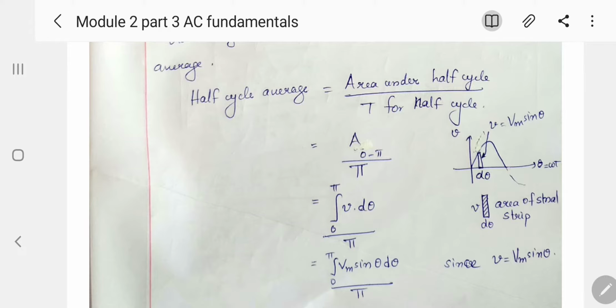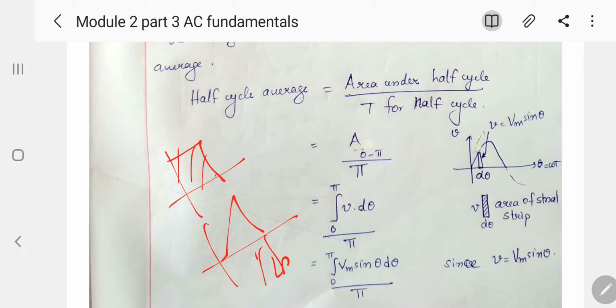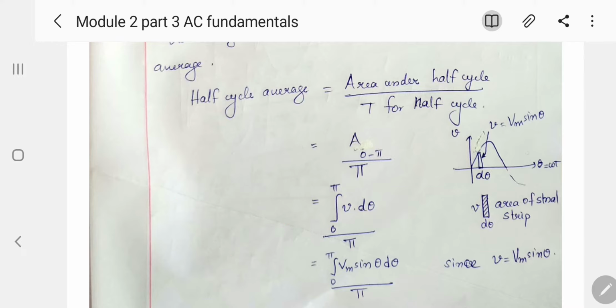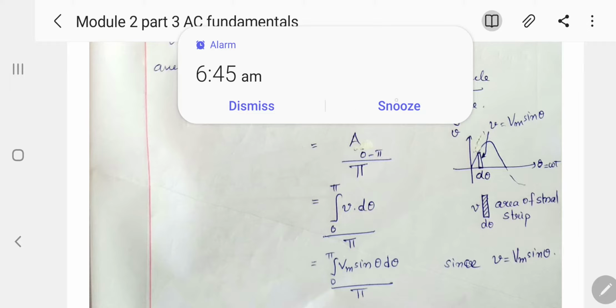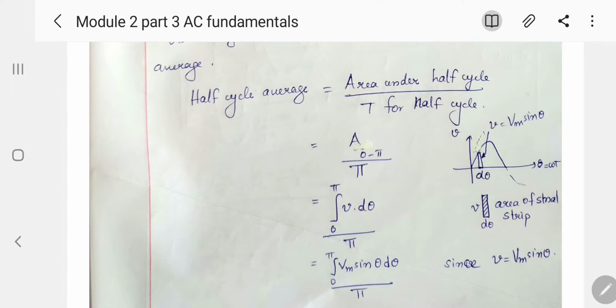Why? Because we are not familiar with the area under a sinusoidal curve. If it was a rectangle, we can say length into breadth. If it is a triangle, we can say half BH. And going on, we are familiar with the areas of some waveforms. But if we are considering the sinusoidal waveform, we are not familiar with how to calculate the area. So in such cases, we have to go for finding the area with the integration method.